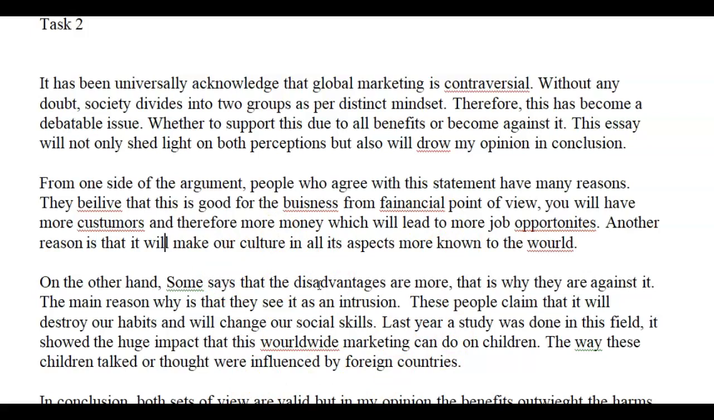Okay, what is it? I'm very confused. "The main reason why is that they..." who is "they"? I don't know. "...see it as an intrusion. These people claim that it will destroy our habits and they will change our social skills. Last year, a study was done in this field, which showed the huge impact that this worldwide marketing can have. It has an impact on children. The way these children talked or thought were influenced by foreign countries." Okay.